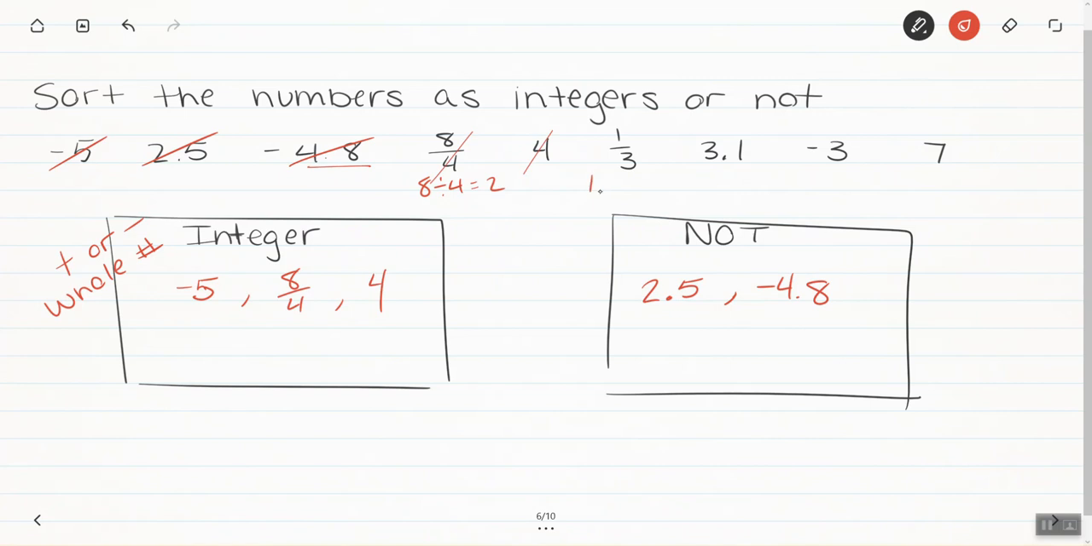Now 1/3 would be 1 divided by 3, which comes out to be a decimal of 0.3 repeating. So 1/3 is not an integer. 3.1 is a decimal, so that is not an integer. -3 is a whole number, so that is an integer, and then 7 is an integer because it's a whole number.